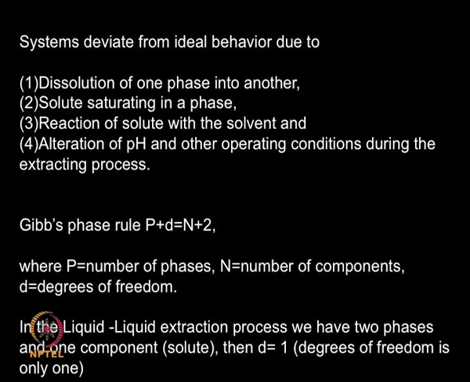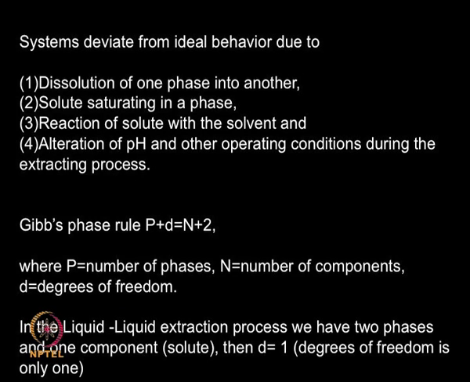Now the Gibbs phase rule says that P plus D is equal to N plus 2, where P is the number of phases, N is the number of components, and D is the number of degrees of freedom. Okay. So what do we have? We have two phases, the feed phase and the solvent phase. Component wise you have one component, that is your solute, which is getting partitioned either into the solvent phase or is present in your feed or fermentation broth. So if you substitute that, you find that the degrees of freedom D is equal to 1. So you have only 1 degree of freedom.